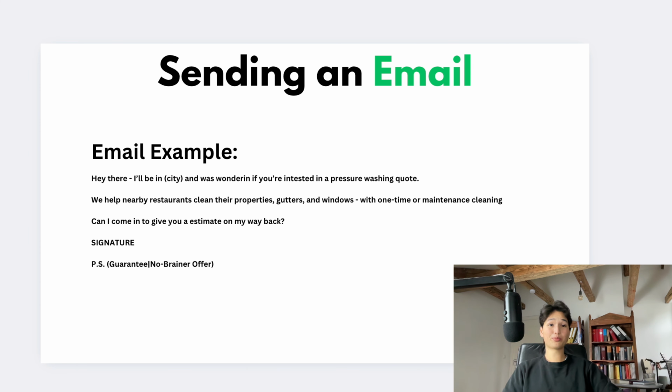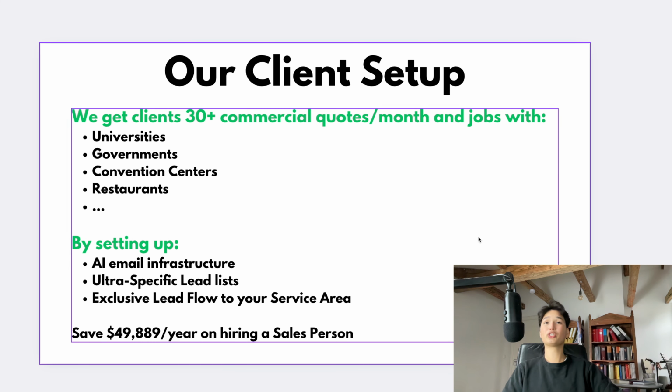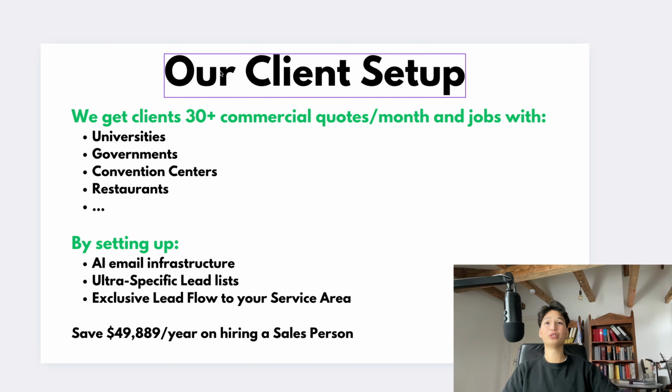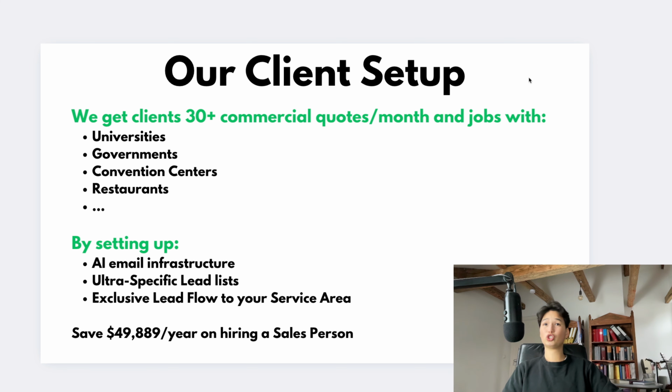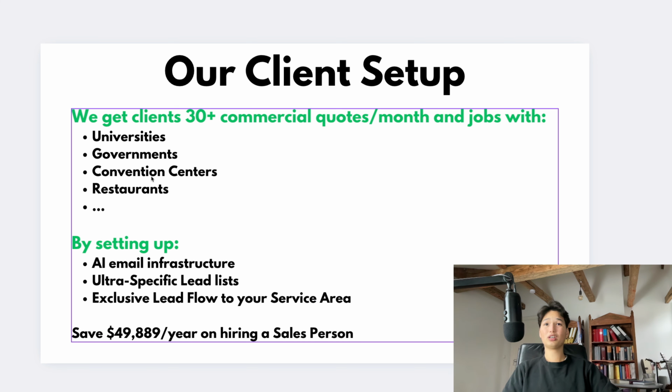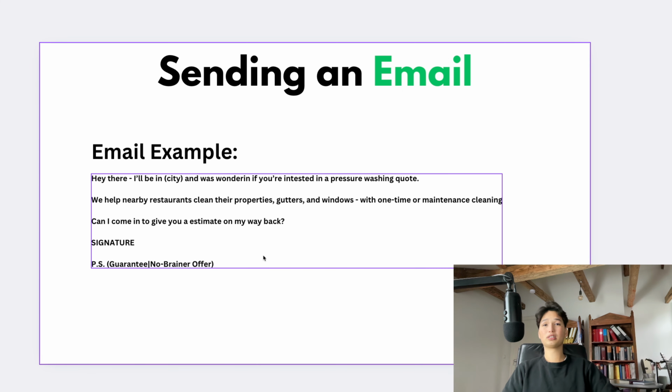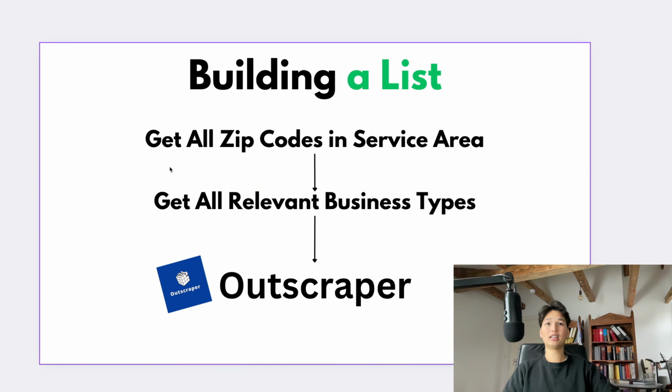So yeah, you heard me talk about our client setup a lot of times and what we do for our clients. Let me actually go through what the client setup is and what we do, right? We get clients 30 plus commercial quotes per month and jobs with universities, governments, convention centers, restaurants, and all sorts of businesses, right? How we do this is by setting up an AI email infrastructure that sends these kinds of emails on an automated basis, right? And contacts all of the relevant people on autopilot, right? So you don't have to do anything but close the deals, talk to the people, give them a quote.